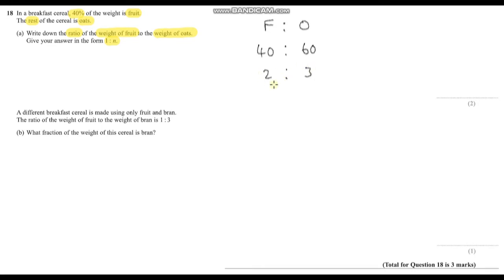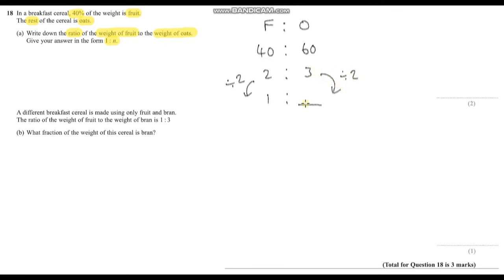Now, ordinarily, this is in its simplest form. So ordinarily, this would be what we would write as a ratio, but it's not asking us for the answer in its simplest form. It's asking us for the answer in the form of 1 to n. So our answer has to be 1 to something. So what did we do to go from 2 to 1? Well, we just halved this number. We just divided it by 2. So if we divide the left-hand side by 2, we must divide the right-hand side by 2.